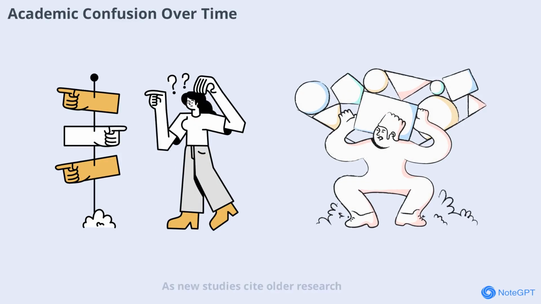As new studies cite older research, confusion about the definitions and boundaries of pain types has grown. The term neuropathic pain may refer to different concepts depending on when and how it was used. This makes it difficult to interpret prevalence, diagnosis, and treatment data across studies. The resulting academic uncertainty can have real-world consequences for patient care and research progress.